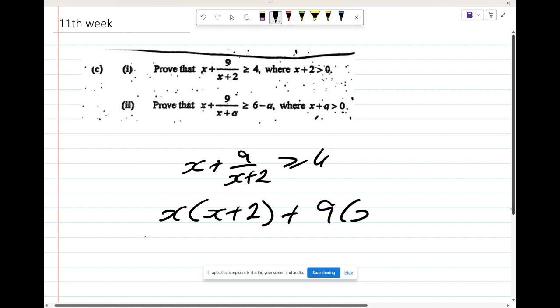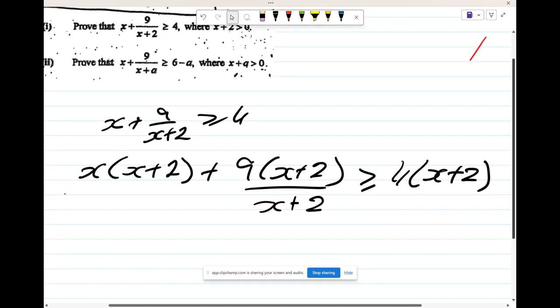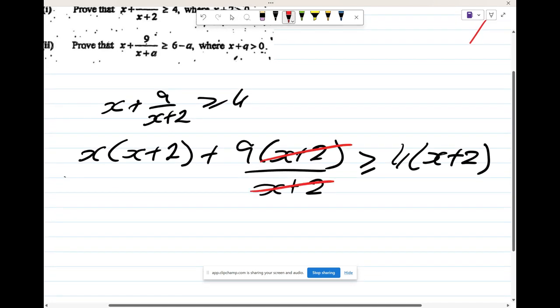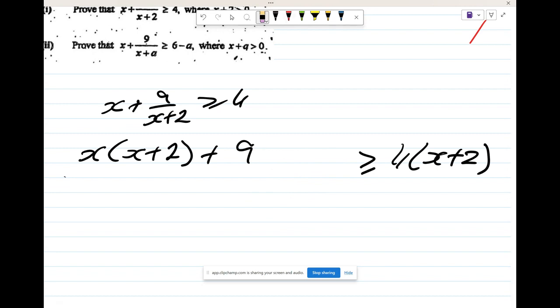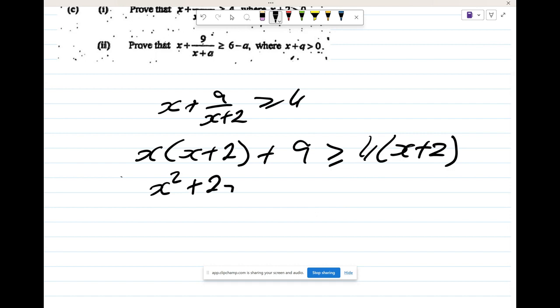And now that's completely positive. So we can leave the sign the way it is and then multiply by x plus 2. This will cancel with this, and we're just left with 9. And now we just have to multiply it out. So x times x is x squared. And then x times 2 is 2x plus 9, greater than or equal to 4x plus 8.